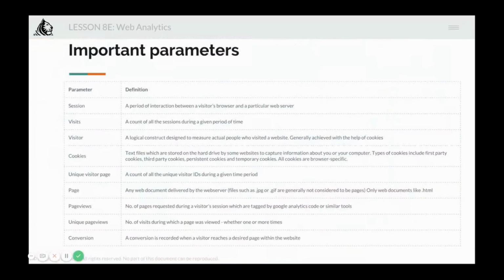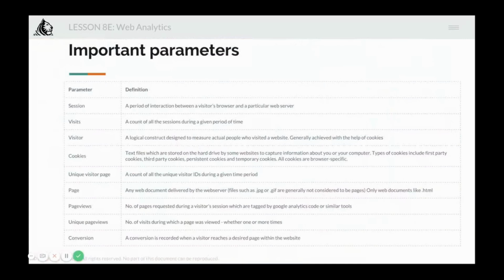Typically, an inactivity of 30 minutes is considered a session. So basically, if you have landed on a website and you have browsed it and then you closed it explicitly, then that is a session. Or if you opened a tab and you kept it open and you forgot about it, then the session will be terminated after 30 minutes, and whenever you come back to that tab, a new session will be created.